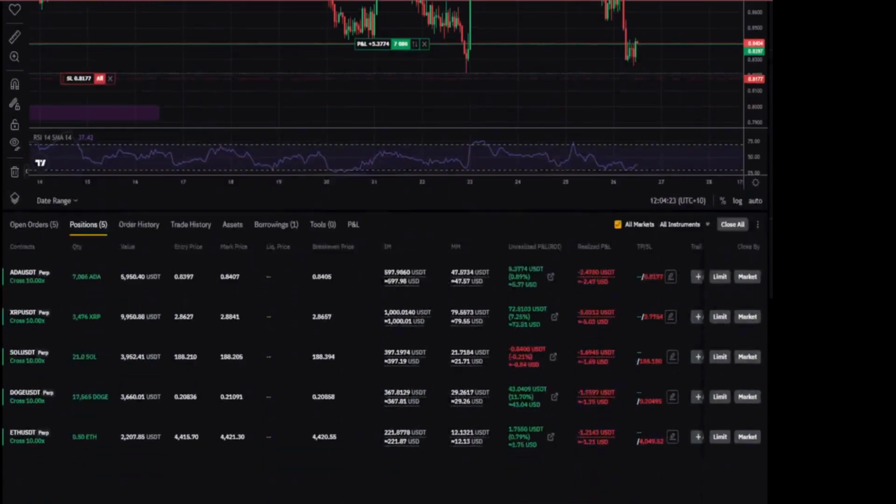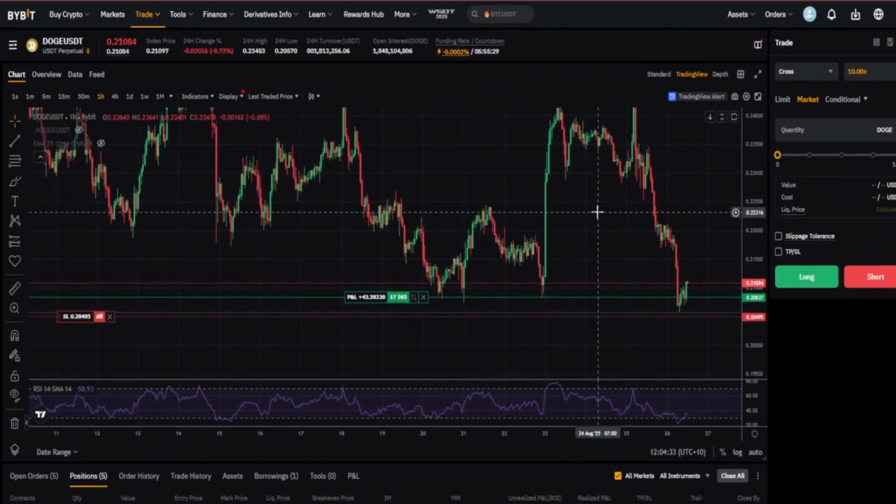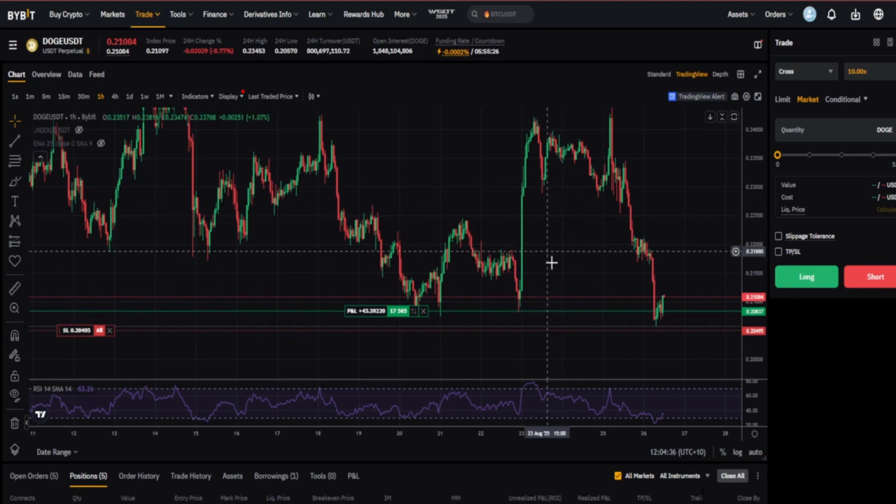Now, moving into the next coin, which is actually Dogecoin, is one of the coins that I am the most bullish on here, and we're going to have a look at this on TradingView, and I'll show you guys why I'm actually so bullish on Doge.